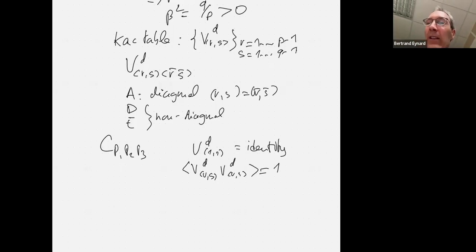In particular, well, if you compute C_(P1,1,P_RS)... So let's call C tilde the 3-point function of A series minimal models, but correctly normalized.